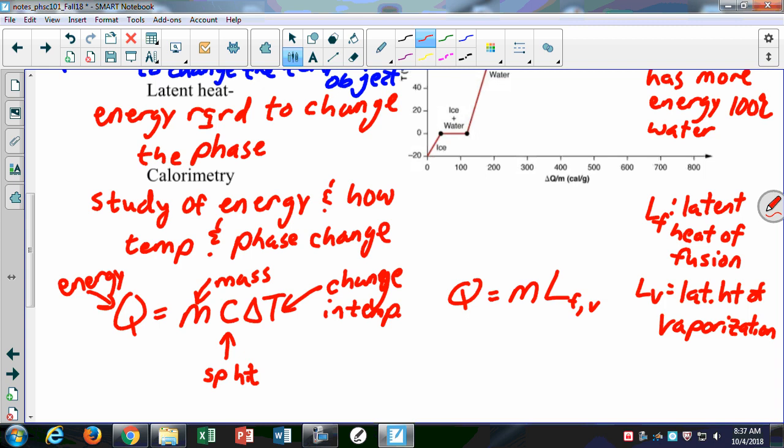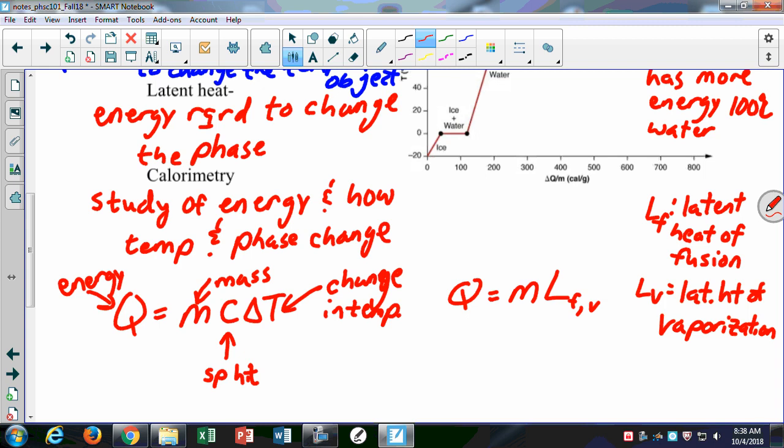I also want you to know specific heats of different materials. Some materials, like sand and water, have different specific heats. A material with a big specific heat is going to require more energy to change its temperature. Water has a big specific heat, and therefore it's very difficult to change its temperature.